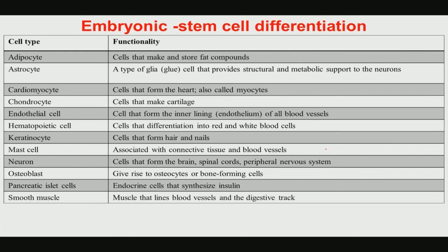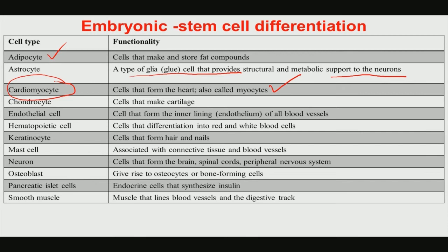One of the cell types is the adipocyte, which makes and stores fat compounds. The astrocyte is more related to neurons or neural tissue engineering applications, a type of glial cell that provides structural and metabolic support to neurons. The third one is cardiomyocytes, the cardiac tissue cells, which form the heart and are called myocytes. And remember, cardiomyocytes are one of the very difficult cells to grow under normal ambient culture conditions.